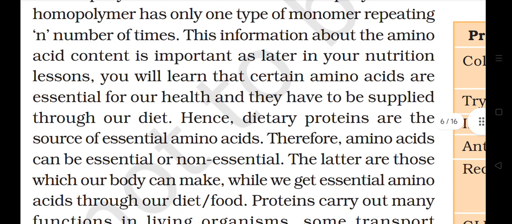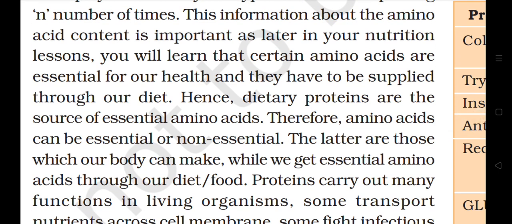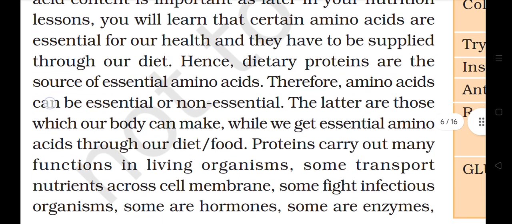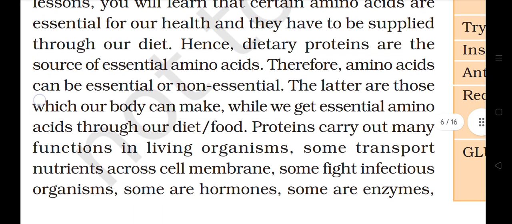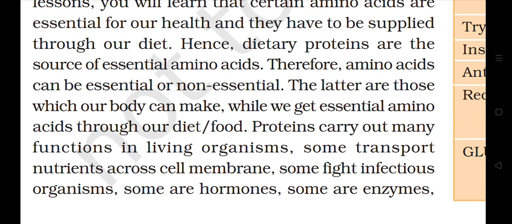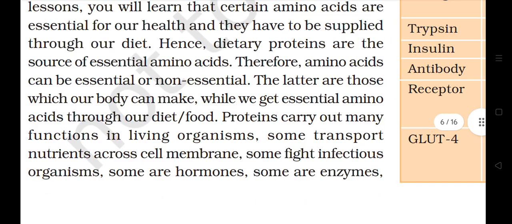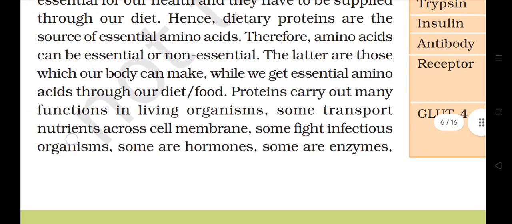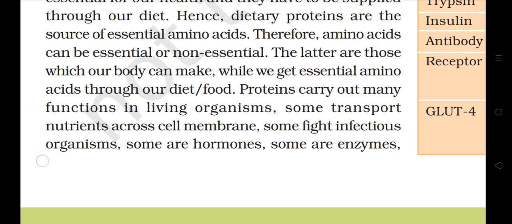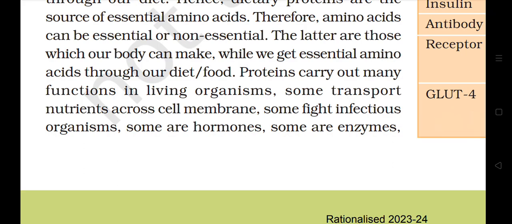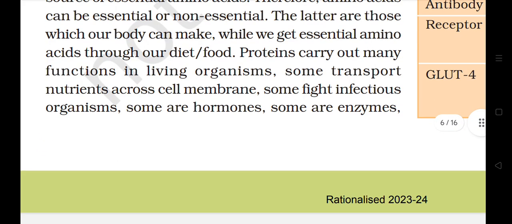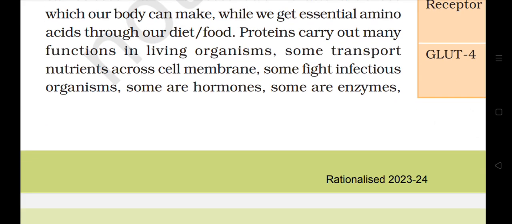This information about the amino acid content is important, as later in your nutrition lesson you will learn that certain amino acids are essential for our health and they have to be supplied through our diet. Hence, dietary proteins are the source of essential amino acids. Therefore, amino acids can be essential or non-essential. The latter are those which our body can make, while we get essential amino acids through our diet, food.